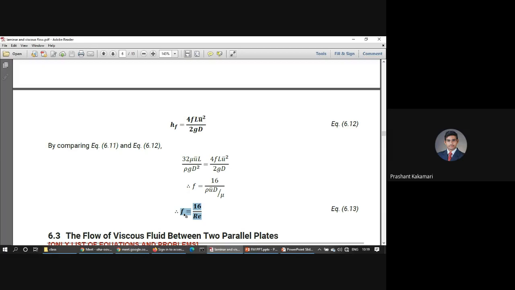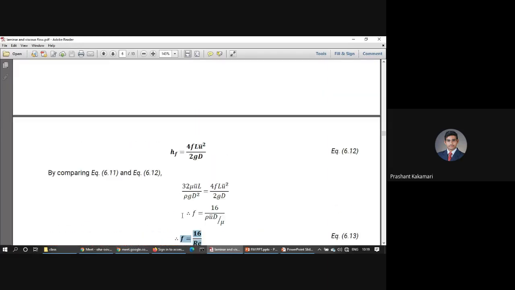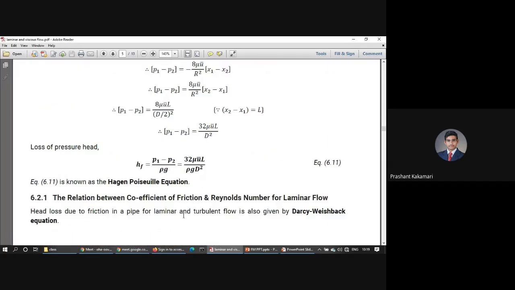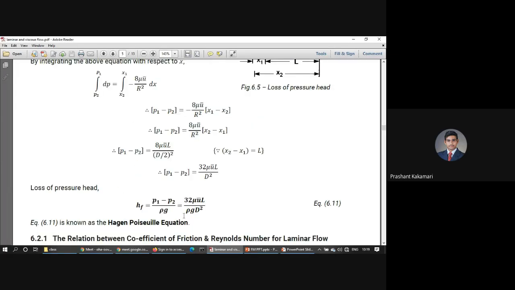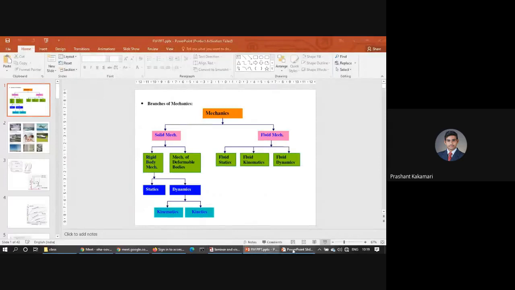Okay, so all these things we discussed in the last class. Now we'll take some numerical examples using these equations. Okay, Hagen-Poiseuille equation, maximum velocity to average velocity, then shear force or shear stress distribution in the pipe flow. So for that I have taken some problems here.